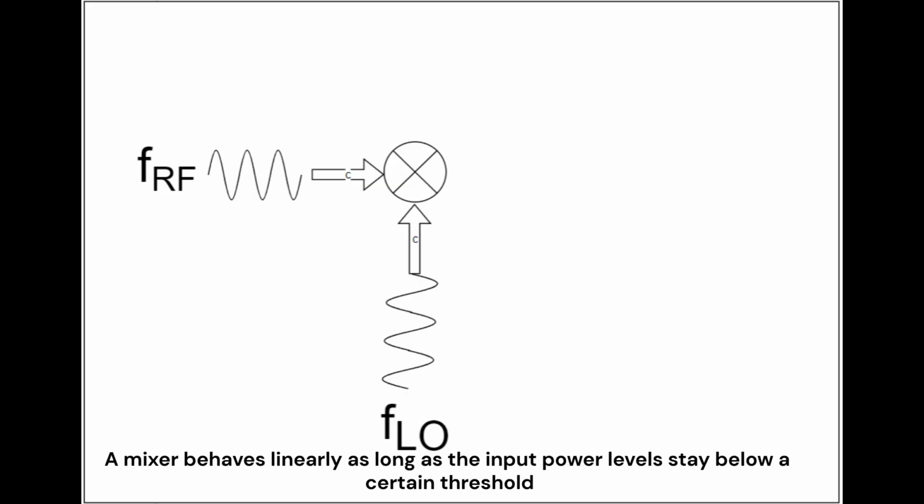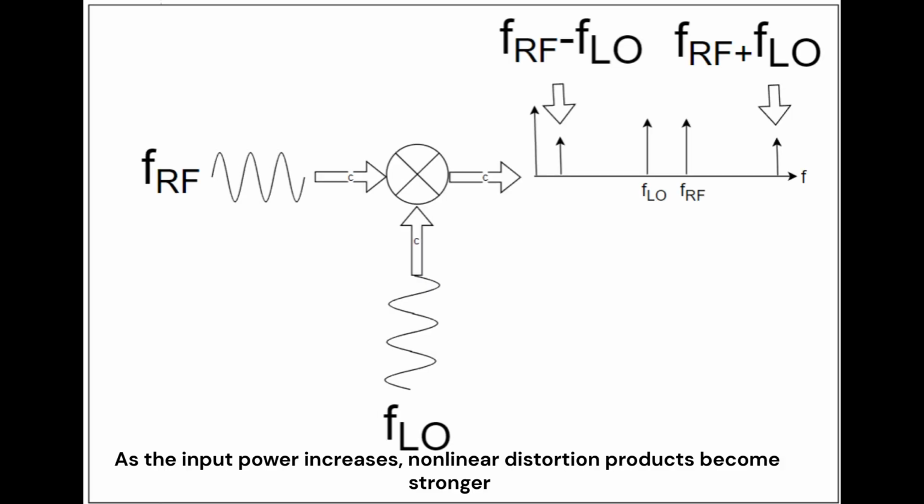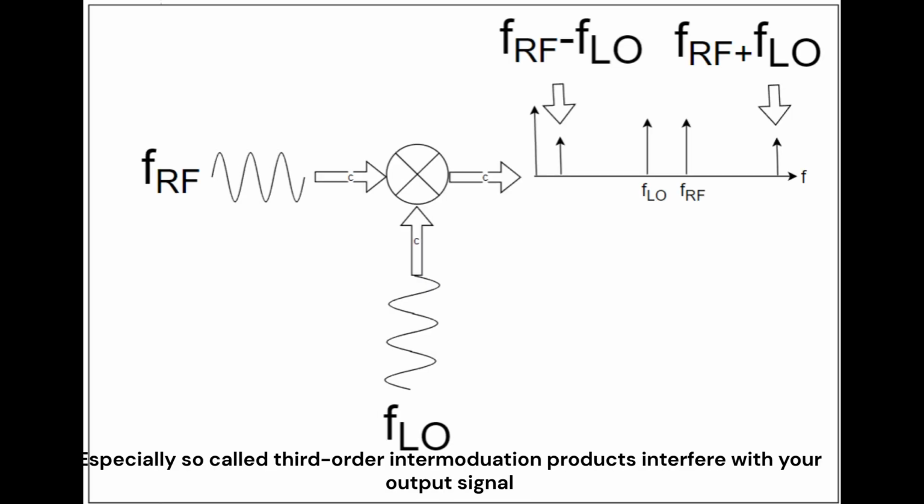A mixer behaves linearly as long as the input power level stays below a certain threshold. As the input power increases, nonlinear distortion products become stronger. Especially so-called third-order intermodulation products interfere with your output signal.